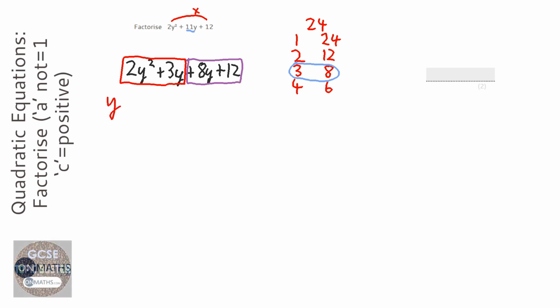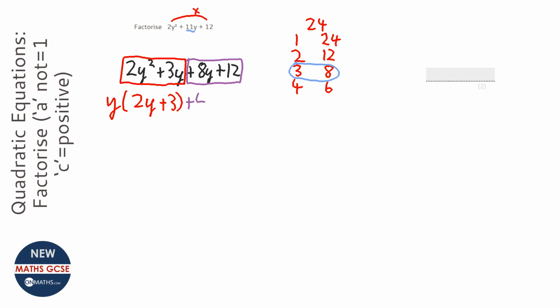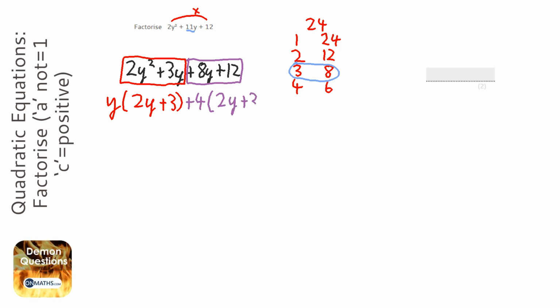Well, there's only a y that I can divide out of both of those, so it'd be 2y plus 3. And here there's going to be 4, so 2y plus 3. Now if you've done this correct, the two brackets here and here should be the same, and you should end up with a letter and a number there.